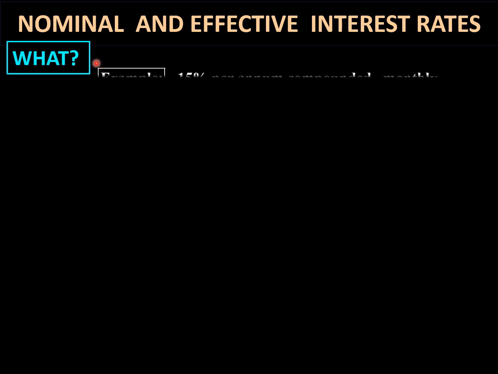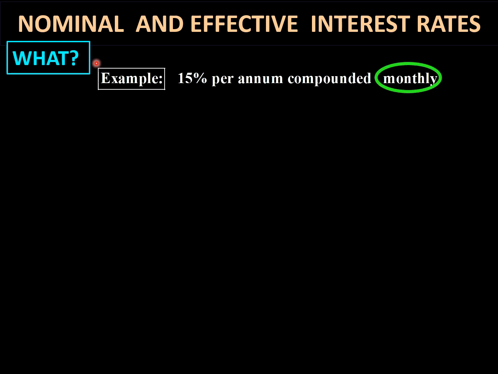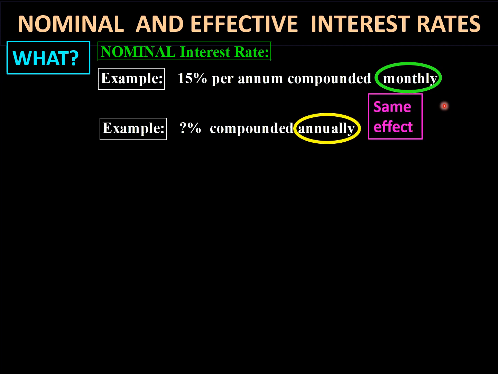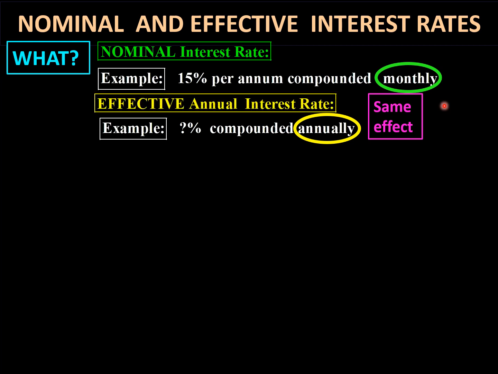Let's start with an example. Let's say we have 15% per annum, which is compounded monthly. So the compounding period here is monthly. Now this interest rate is referred to as the nominal interest rate. It's not compounded annually but monthly, or it could have been quarterly or semi-annually. Now we'd like to know what the annual interest rate should be, not the monthly one, that has the same effect as that 15% compounded monthly. And this annual interest rate is referred to as the effective annual interest rate.